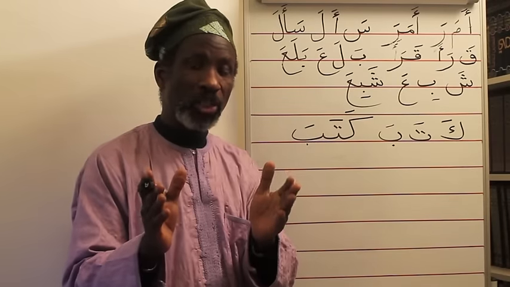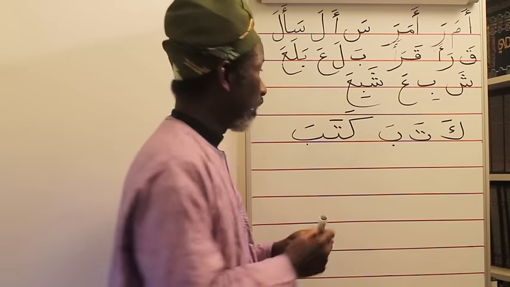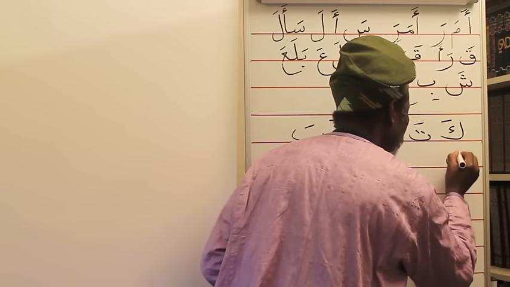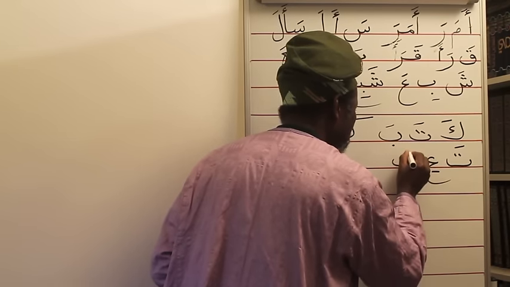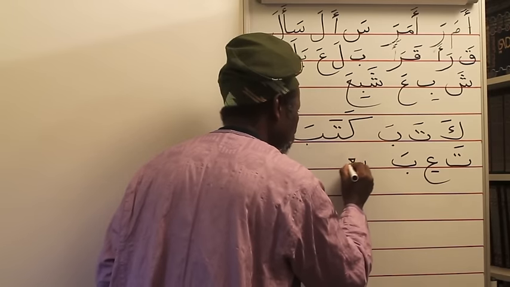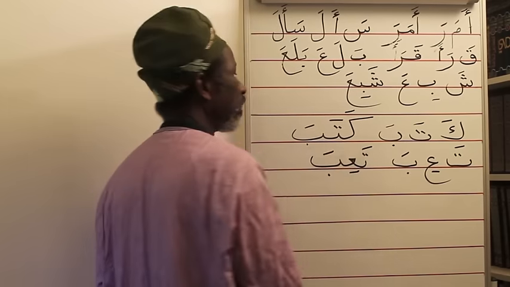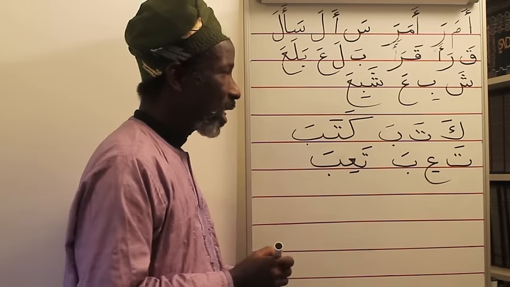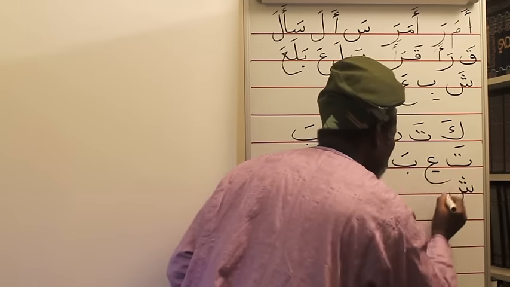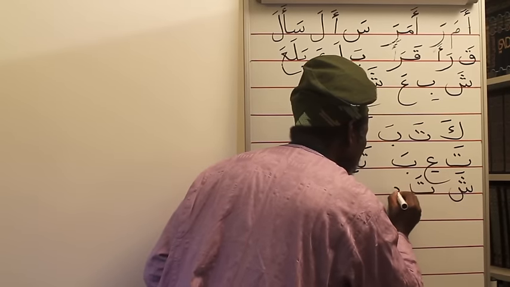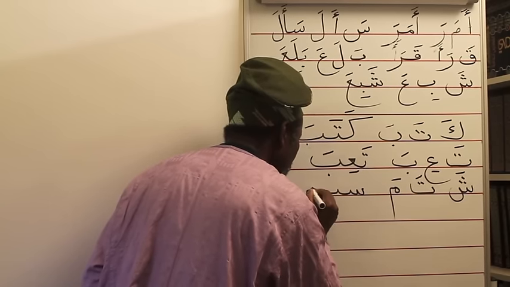Now let's proceed to page 29 and start with letter ta. Ta at the beginning: ta'iba. We have ta, ayn, and then ba. Join it: ta'iba. That's a ta, that's your ayn, and that's your ba. Ta in the middle: shatama. We have sha, ta, ma. Shatama.